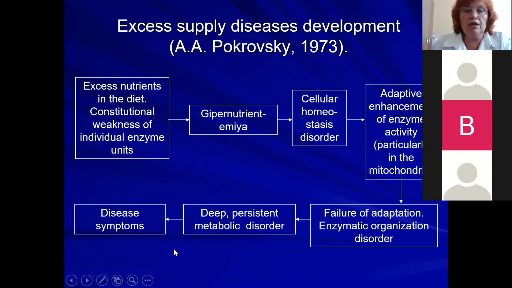So how can we have disease? At first, we eat products with excess nutrients in the diet and a constitutional weakness of individual enzyme units, then hypernutrientemia, then cellular homeostasis disorder, then adaptive enhancement of enzyme activity, then failure of adaptation, enzymatic organization disorder, then deep persistent metabolic disorder. And at the end of this, we have disease symptoms.